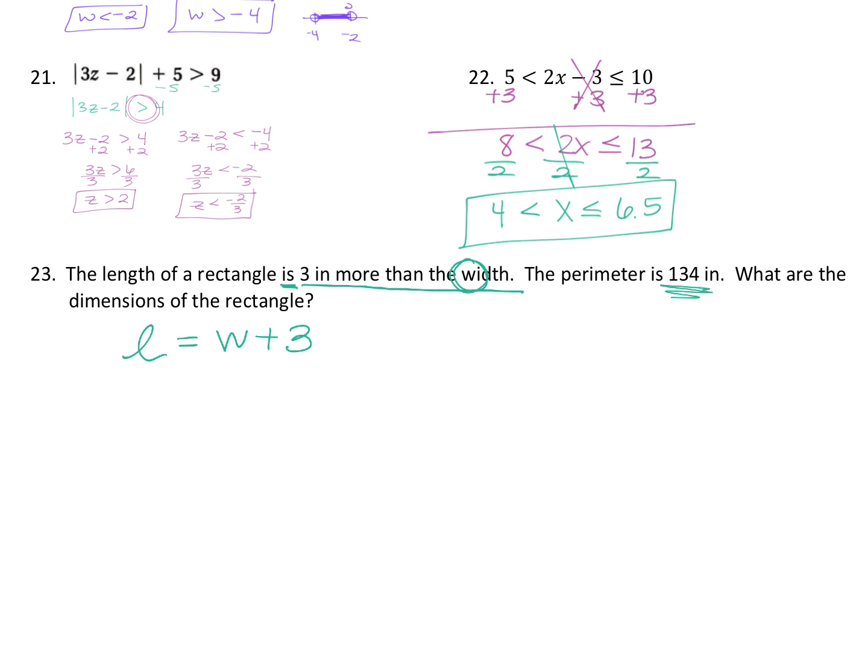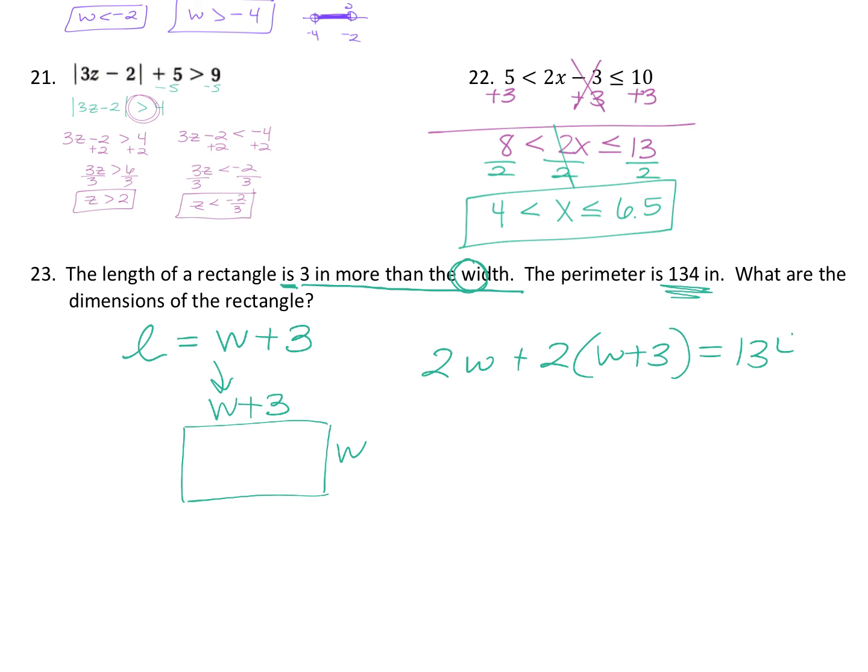It says the perimeter is 134. So think about a rectangle. The length is W plus 3. What's the width? Just W, right? We don't know what it is, but we represented it up here with a W. So if this is my setup, then the perimeter formula is double the width plus double the length should equal our perimeter, right? Add up those 4 sides essentially is what we're doing. So this would be 2W plus 2W plus 6 equals 134.